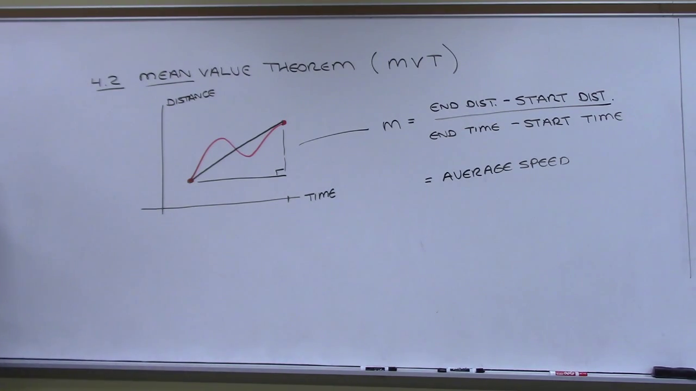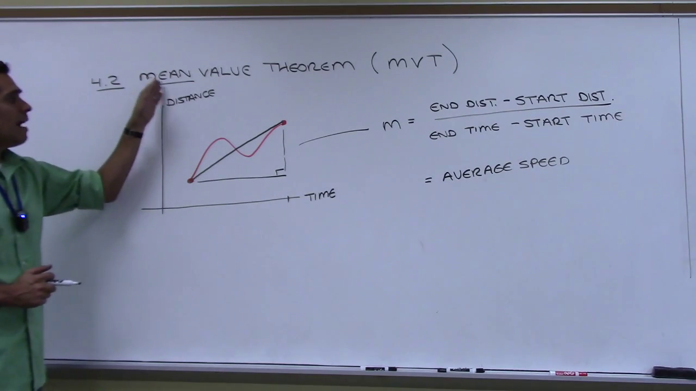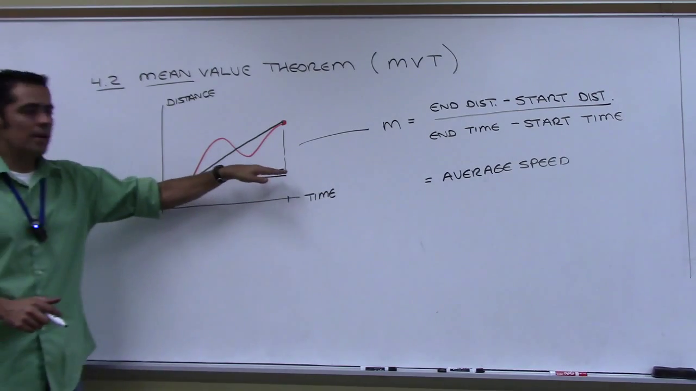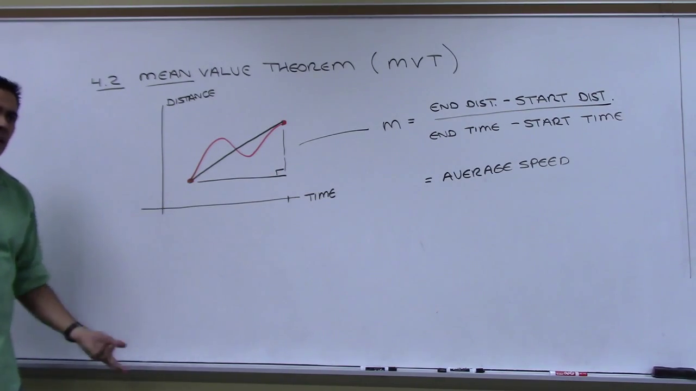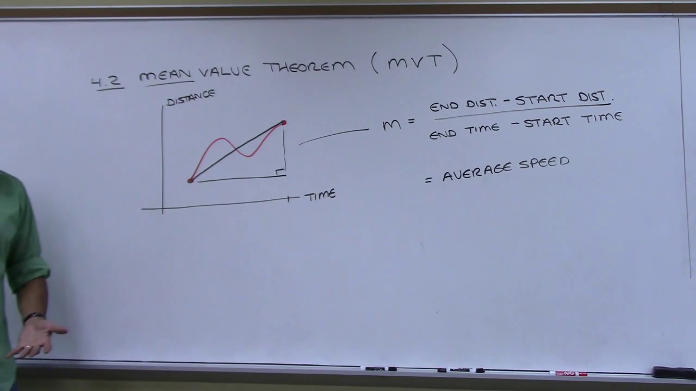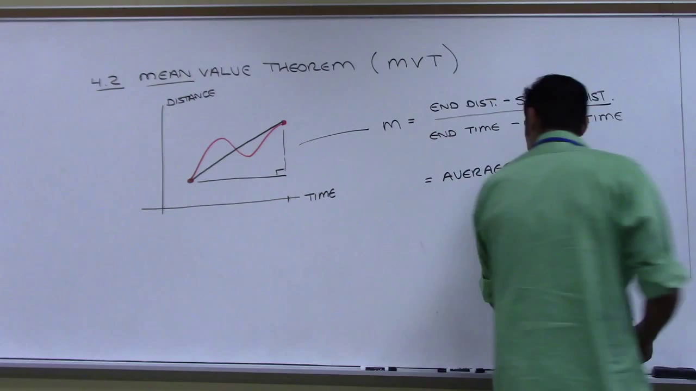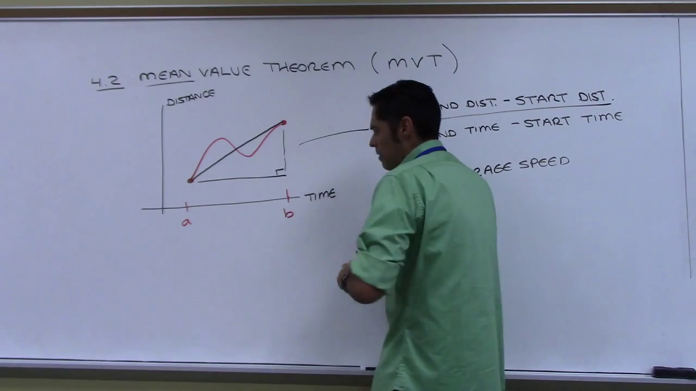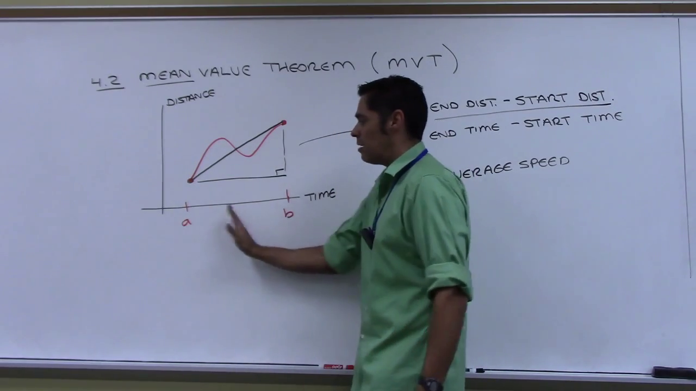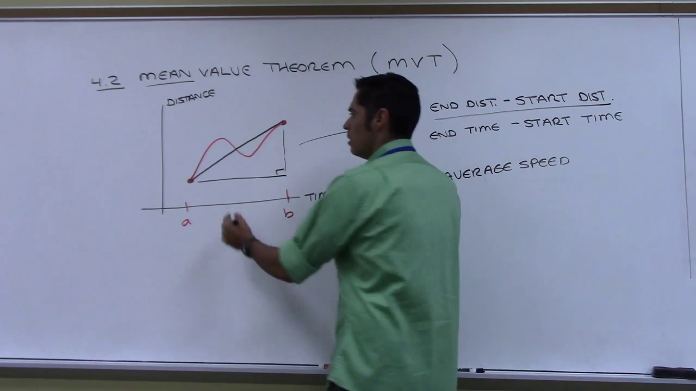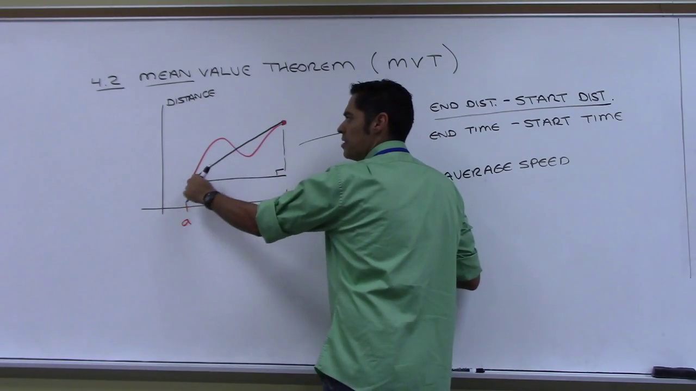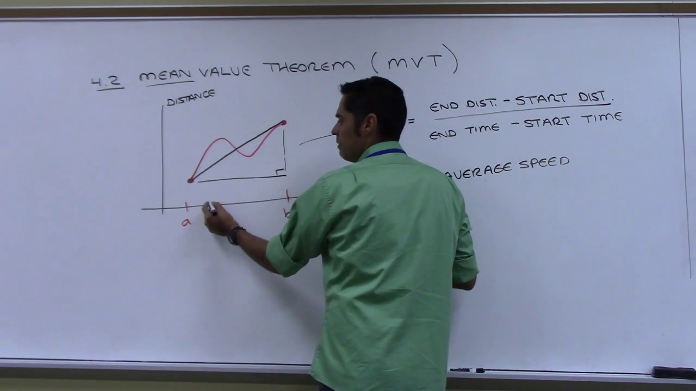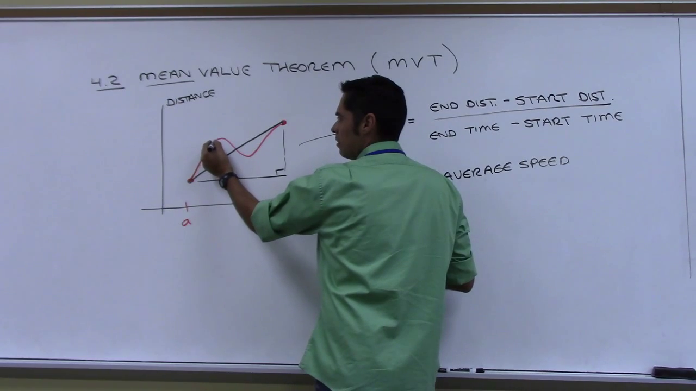What the mean value theorem says is that your average speed, you're guaranteed that somewhere inside of here you actually attained that same average speed. So if I look inside this interval, let's say that this is A and this is B, then we're saying that somewhere inside here, not at A and not at B, I actually have the same slope as the secant line somewhere on my graph. The tangent line is parallel. So I don't know, maybe about right here.